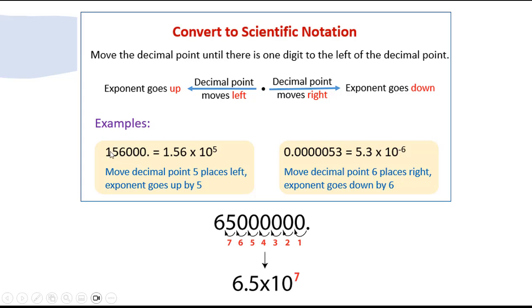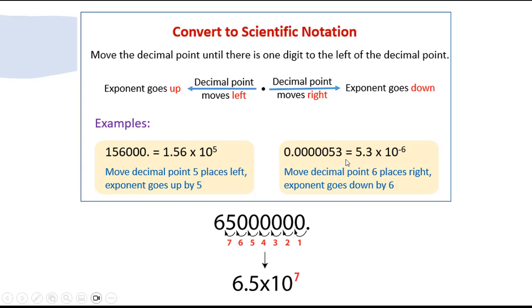So for example, if we are going to write this number in scientific notation, we're going to move our decimal place 1, 2, 3, 4, 5 times. So the number becomes 1.56 times 10 to the 5th. Again, we moved it 1, 2, 3, 4, 5. Okay, because we moved it to the left, our exponent went up in number, so it's positive 5.